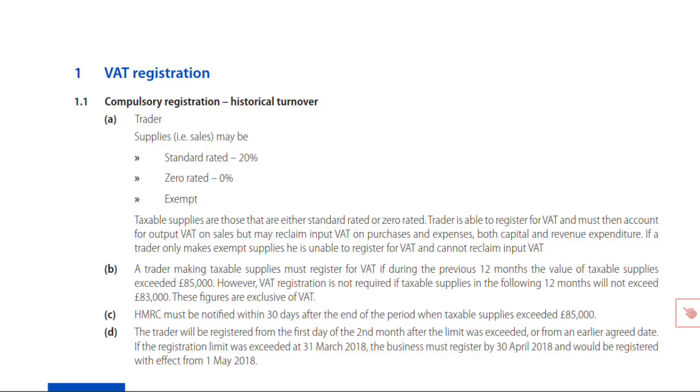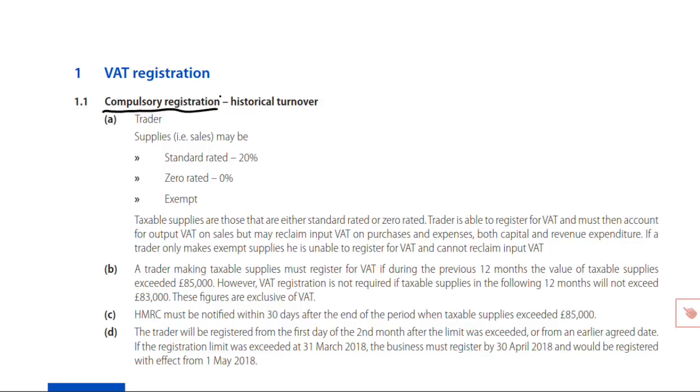There are two issues when it comes to VAT registration. There is compulsory registration and, as we'll see a little bit later, there is voluntary registration. The first thing that we have to deal with is when a business is compulsorily required to register for VAT. And here there are two tests that may determine the business's requirement to register for VAT.